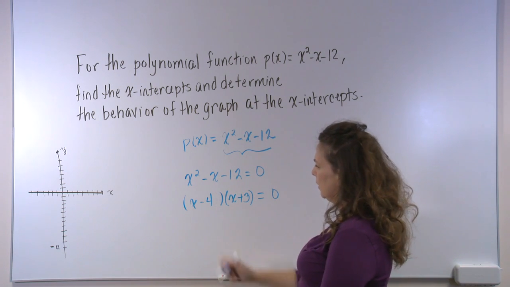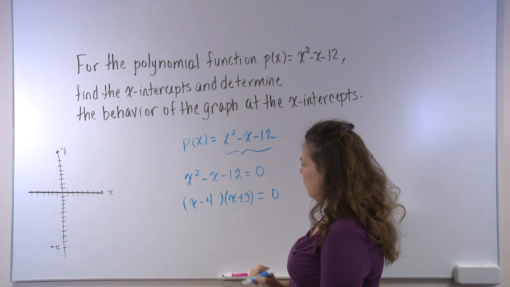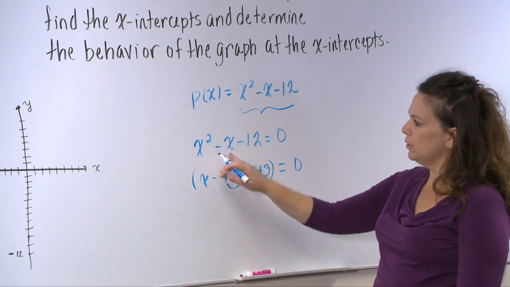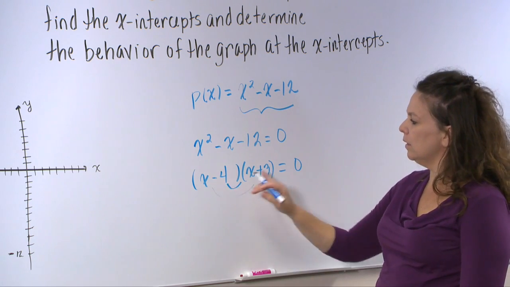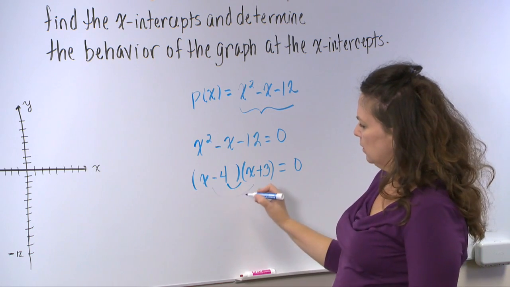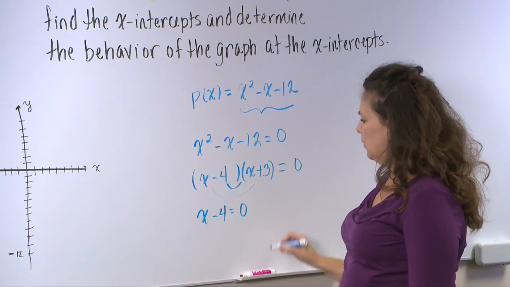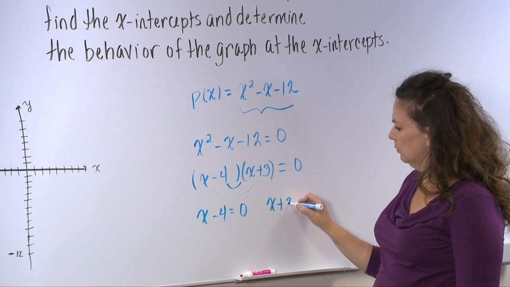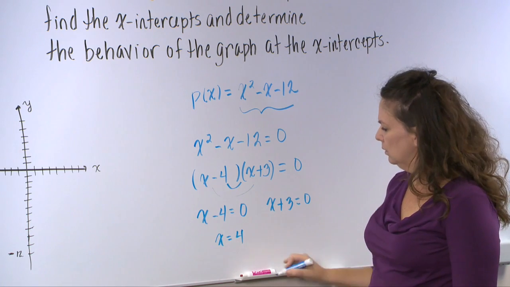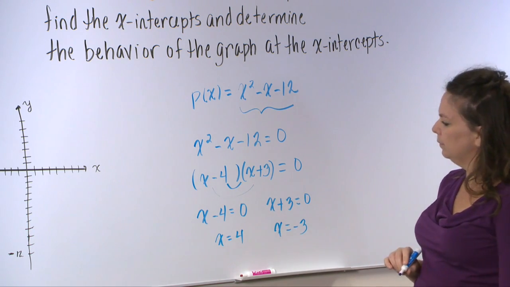Take a moment to check that. X times x is x squared. This is a positive 3x, a negative 4x, which is a negative 1x, and then negative 4 times positive 3 is a negative 12. So now this is factored. Then I'll take each of those factors and I'll set them equal to 0. So I find that x is equal to 4 and x is equal to negative 3.